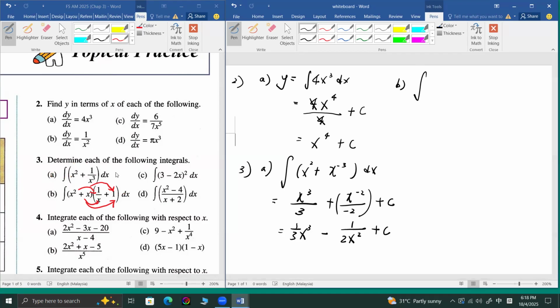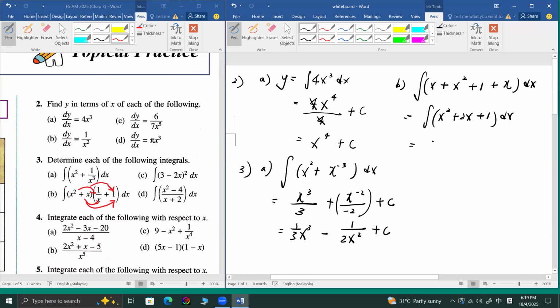So I do it directly when I expand. x squared times 1/x, you simplify, you get x. Then x squared times 1 is x squared. Okay, x times 1/x is 1. And x times 1 is x. Don't forget to put a bracket for the whole thing, dx. So I rearrange it, I simplify it first: x squared, x and x, 2x, plus 1.